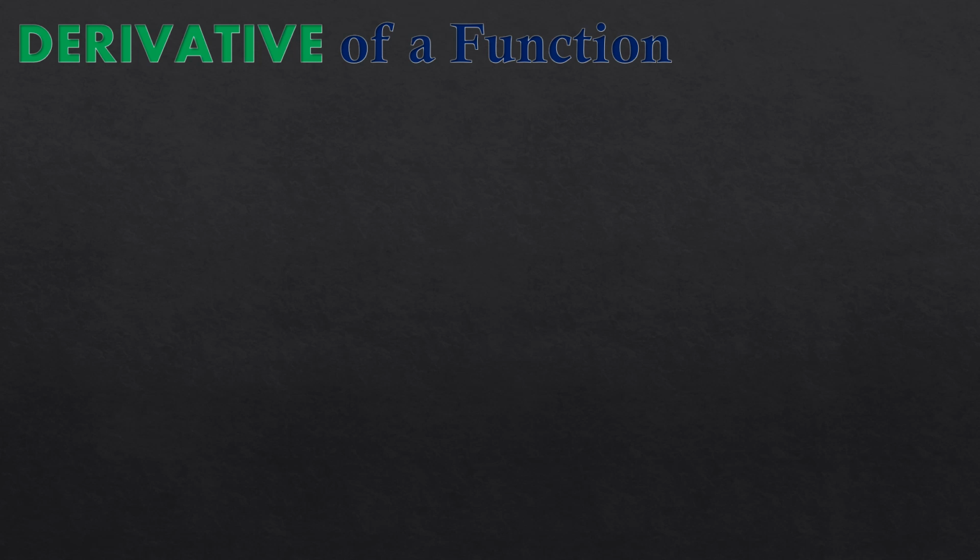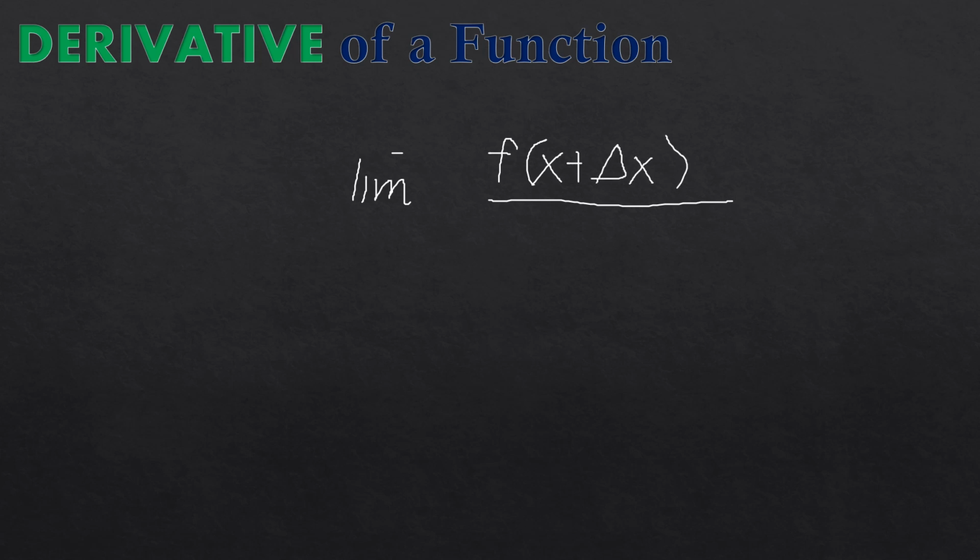The general expression of the slope of the tangent line is expressed by the limit of the quotient of f of x plus delta x, where delta x represents change of x, minus f of x divided by delta x, where delta x approaches 0.